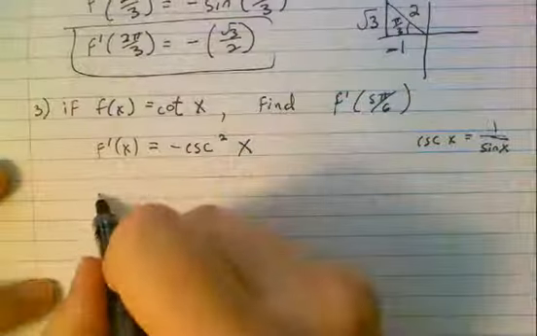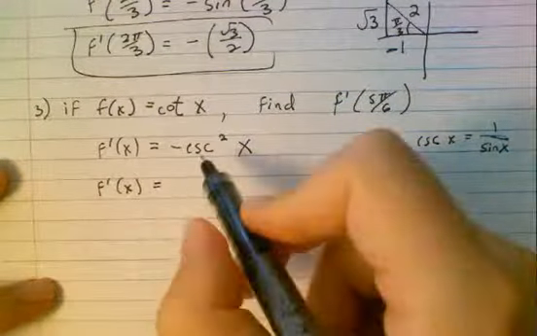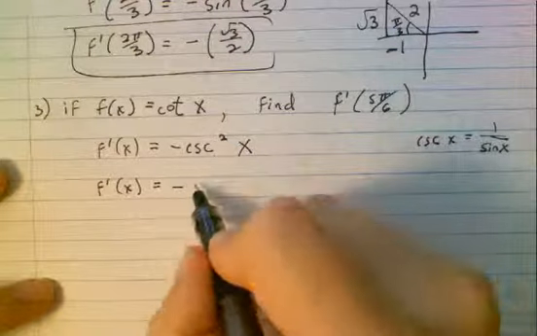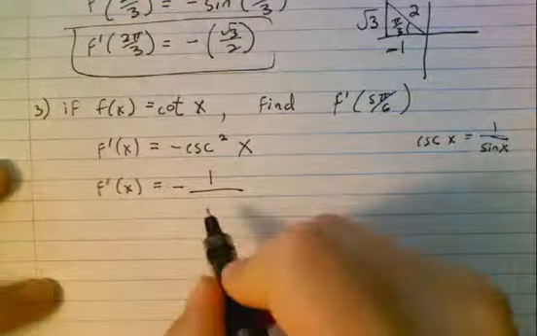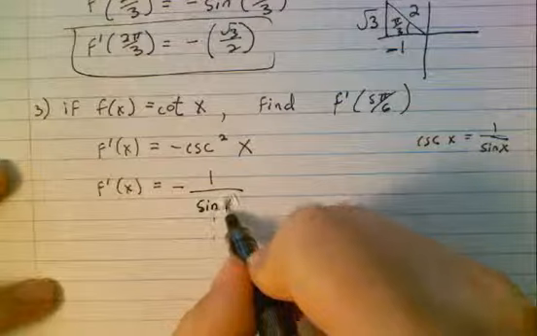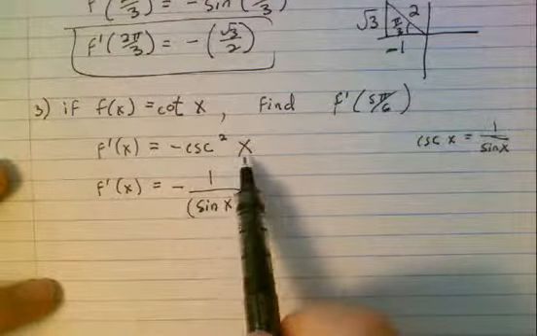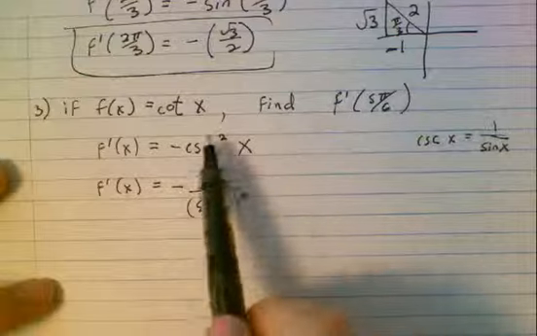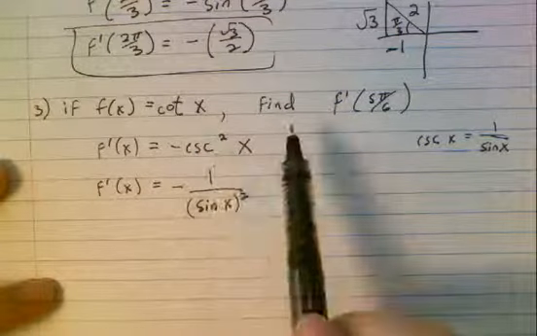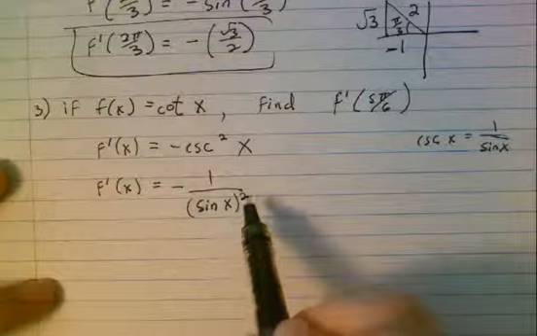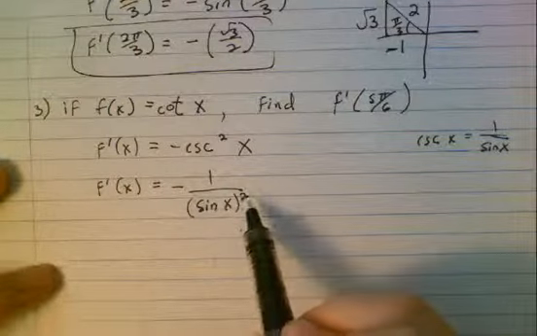So what we have here is that f prime of x is the same as saying negative 1 over sine of x squared. Remember, this cosecant squared x is the same as the cosecant of x, that whole thing squared. So when we're saying 1 over sine of x, that whole thing is going to be squared.